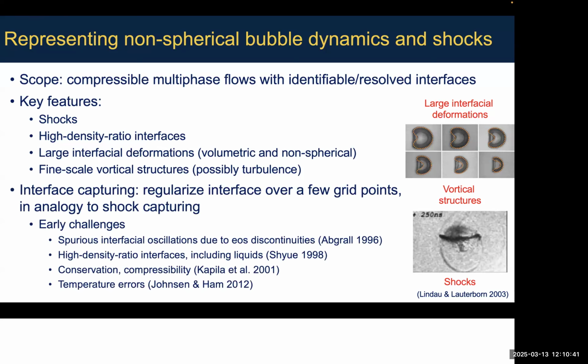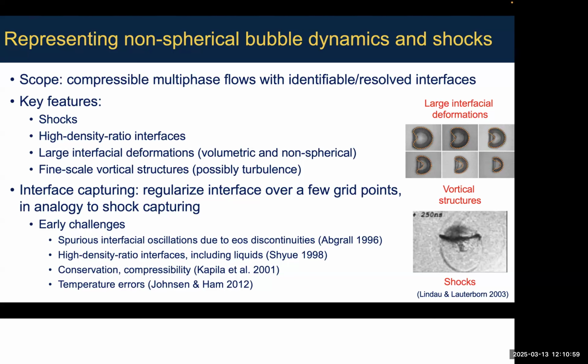So the approach that we're going to follow here, the first part of my talk, is the following: instead of trying to maintain sharp interfaces, we're going to regularize the interface over 2 grid points. This is an analogy to what we call shock capturing, the most common schemes that are used in CFD to represent shock waves in aerodynamics and so on.